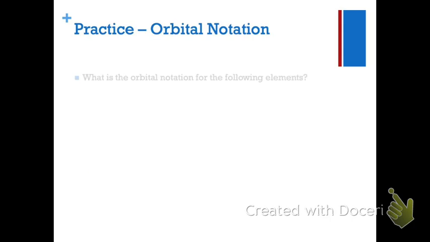Let's try orbital notation for boron first. We're going to get into the pattern of filling the orbitals across and then coming back and putting in the second one, so that we know we're doing it right every time. So boron is 1s2, 2s2, 2p1.